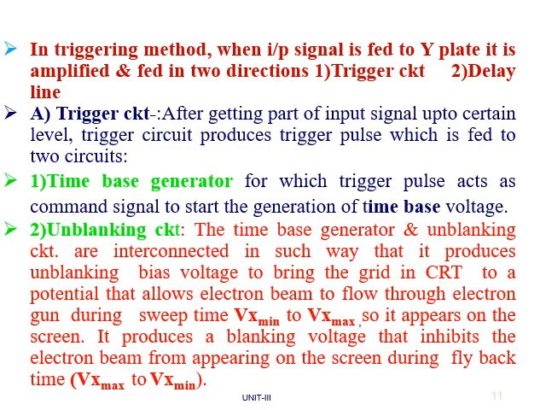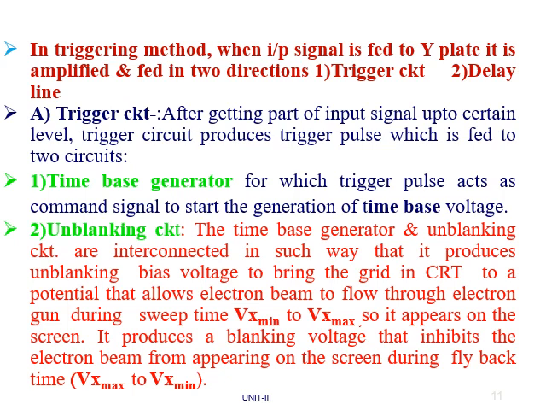That is what I have explained in the diagram. In the triggering method, the input signal is fed to the Y plate. It is amplified and fed in two directions: the trigger circuit and the delay line, as shown in the figure. After getting part of the input signal up to a certain level, the trigger circuit produces a trigger pulse, which is fed to two circuits: the time-base generator, for which the trigger pulse acts as a command signal to start generation of time-base voltage, and the unblanking circuit.